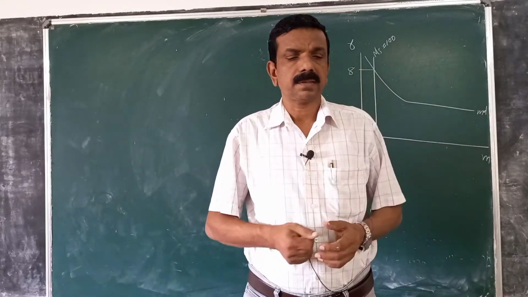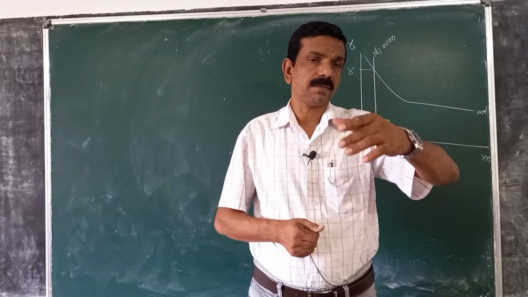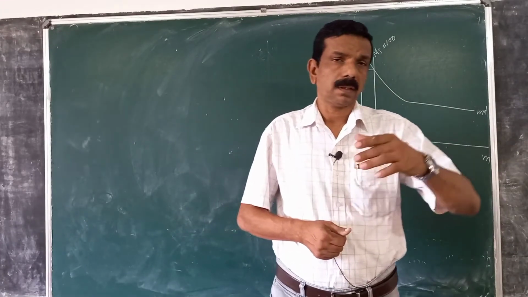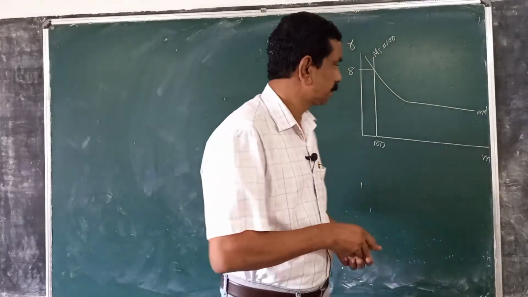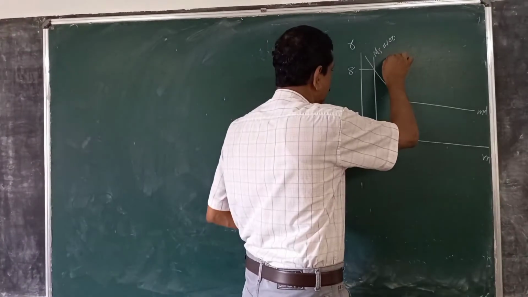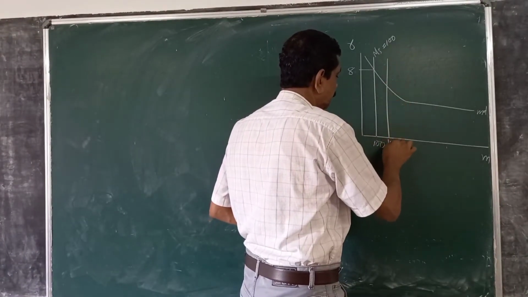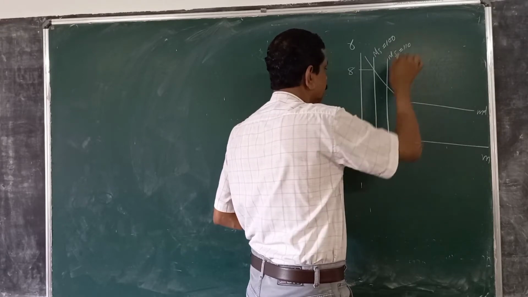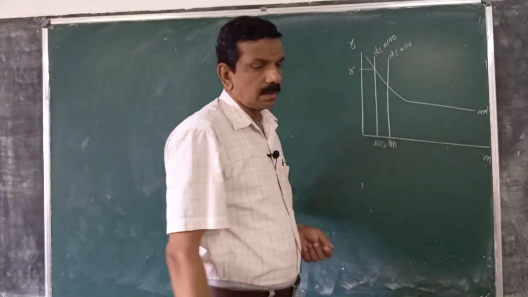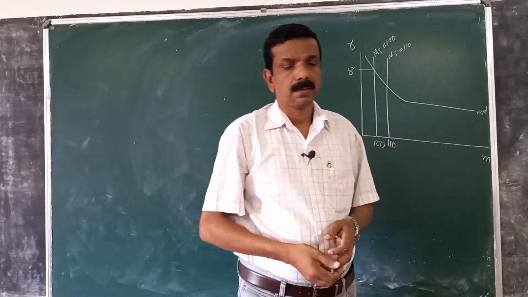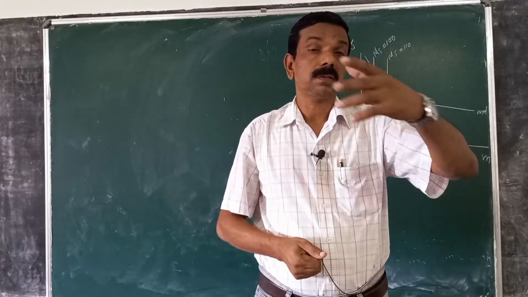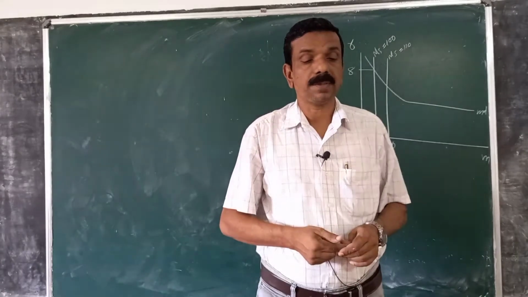Now suppose that Central Bank of the country increases the money supply from 100 to 110. This is shown by a vertical shift, MS is 110. Now the question arises is how the Central Bank of the country is able to increase the supply of money.